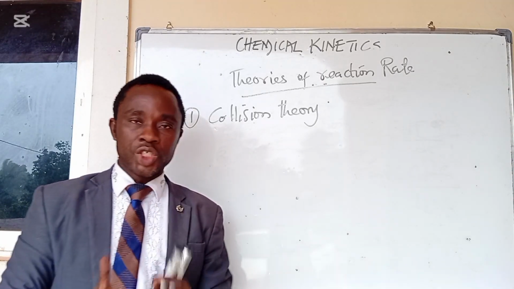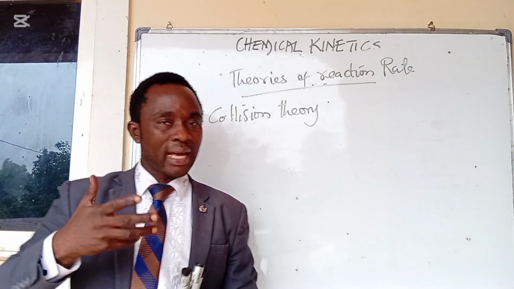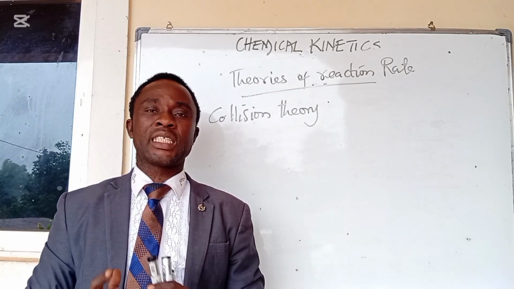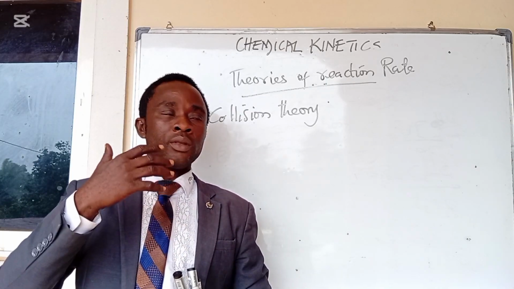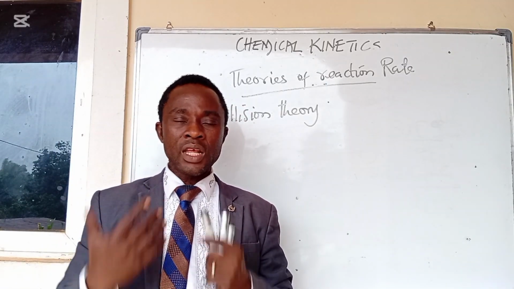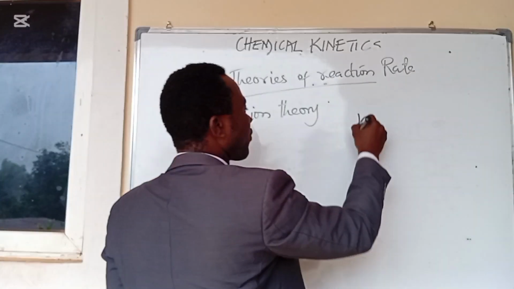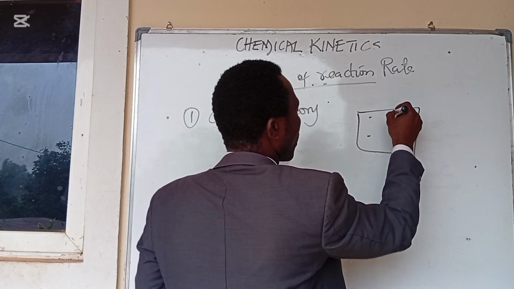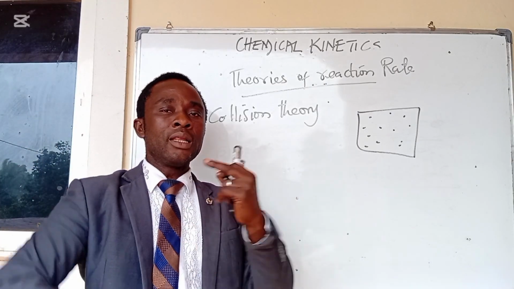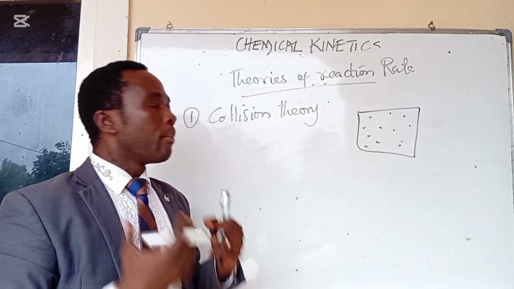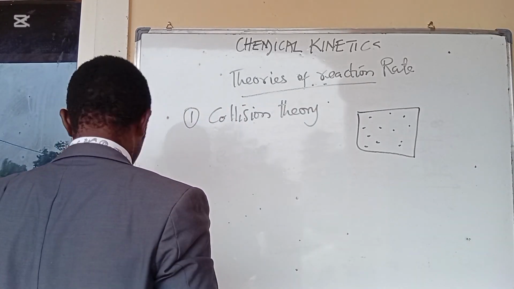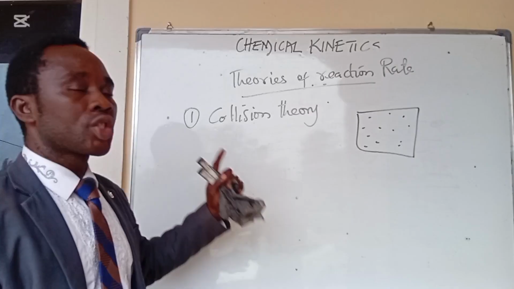It is not all the collisions that lead to chemical reaction. The collision that leads to chemical reaction is known as effective collision. Now, this theory holds that the more the frequency of collision, the faster the rate of reaction. So if we have particles of reactants in a container, and they are moving with high speed, colliding with one another, the more likely the reaction will take place fast. So the faster the rate of reaction. So that is what collision theory holds.